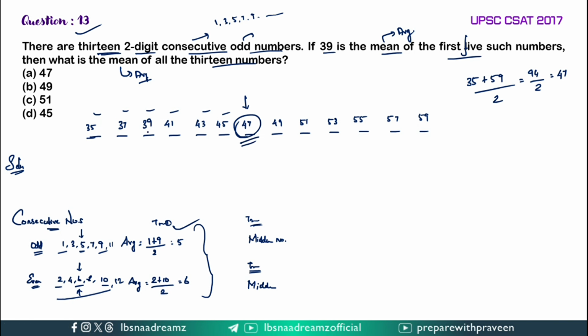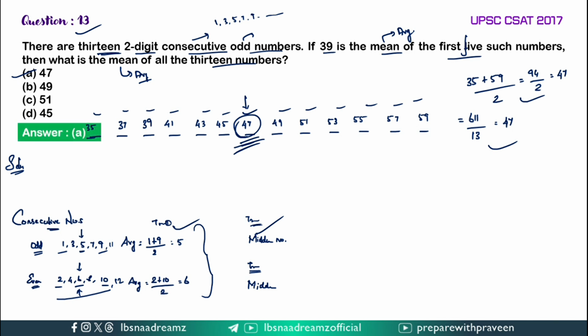Or let us add all these numbers. 35 plus 37 plus 39 plus 41 plus 43 plus 45 plus 47 plus 49 plus 51 plus 53 plus 55 plus 57 plus 59, you will get 611. So to find average, we have to divide it by 13. So 611 by 13 is equal to 47, right? So using the regular method also we are getting 47 as the right answer. Using the trick 1 also we are getting 47. Using the trick 2 also we are getting 47. So these are the tricks you can follow to find the average for this type of problems. So 47 is the mean of all the numbers. Let us check that. Yes, option A, 47 is the right answer.